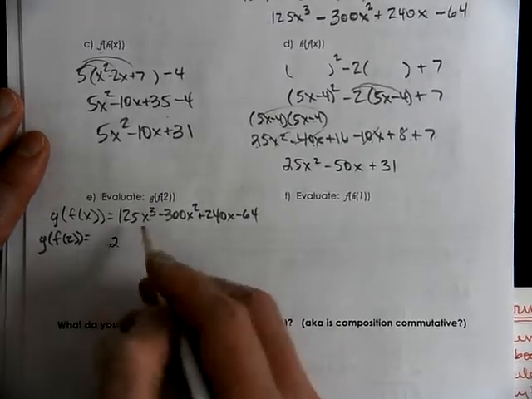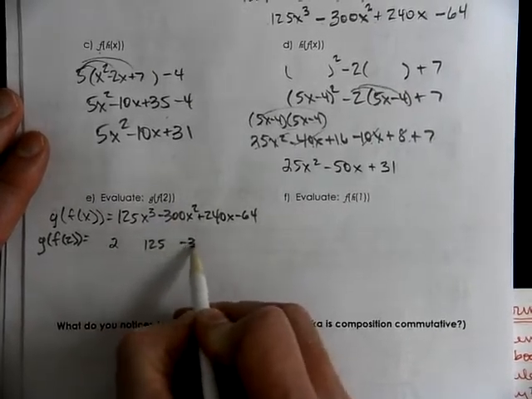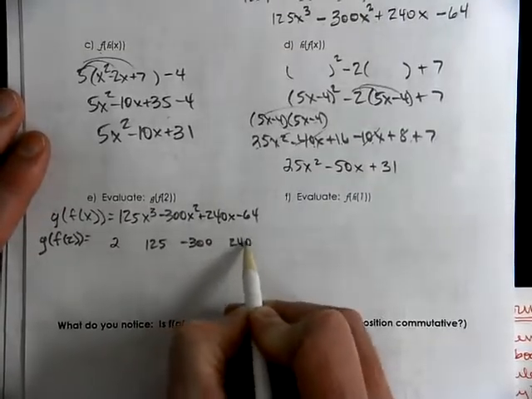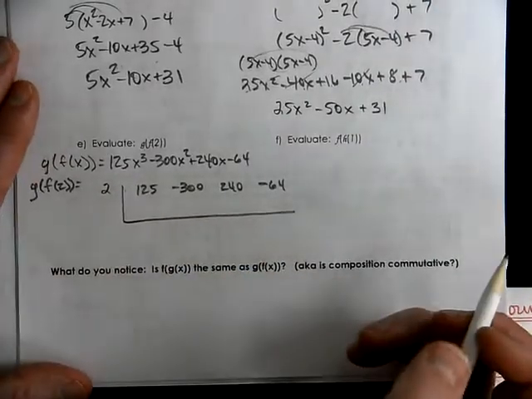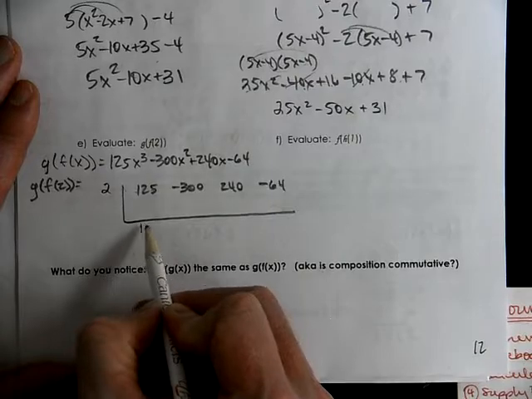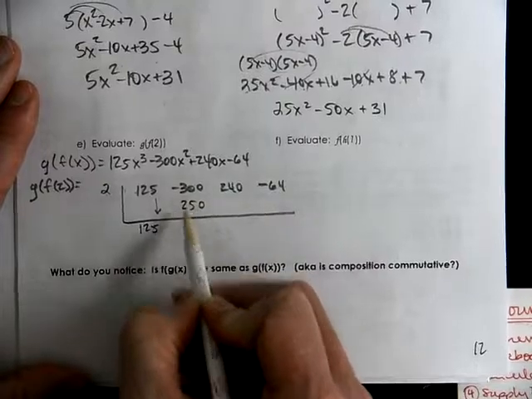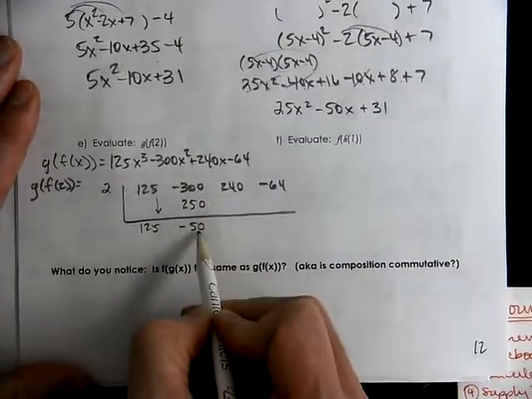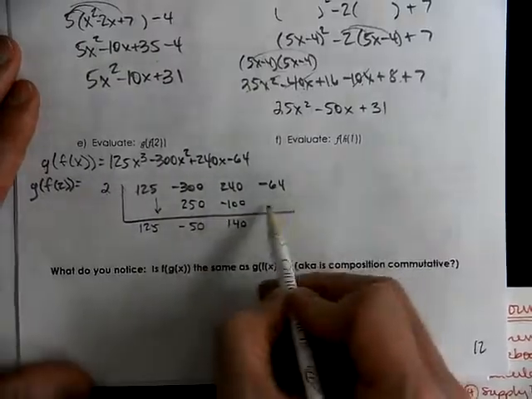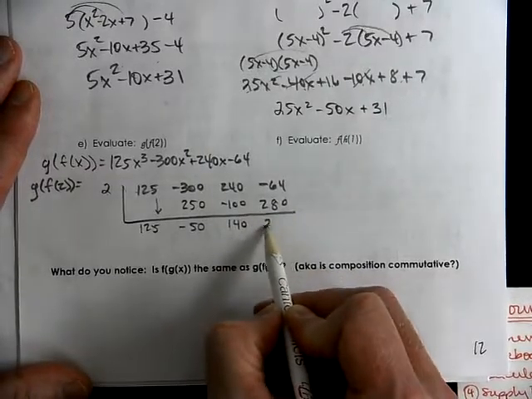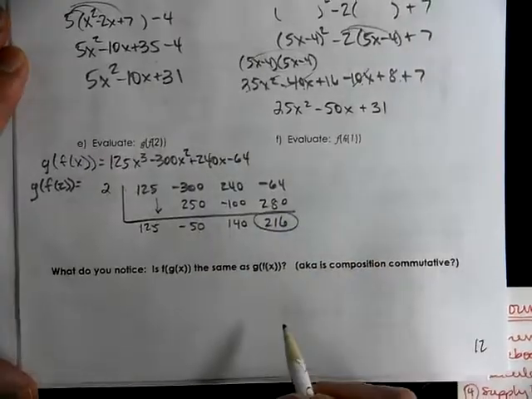That's when we take our 2 and we take the coefficients of 125, negative 300, 240, minus 64, and we can use synthetic to have us calculate this out. Drop down your 125, multiply to get 250, add these two together, multiply, and multiply. That gives us 216. So that's one way for us to do this.